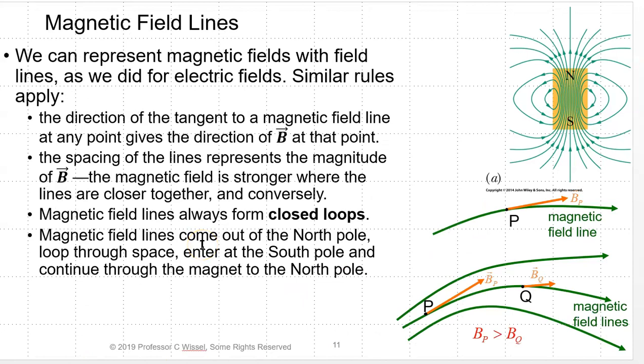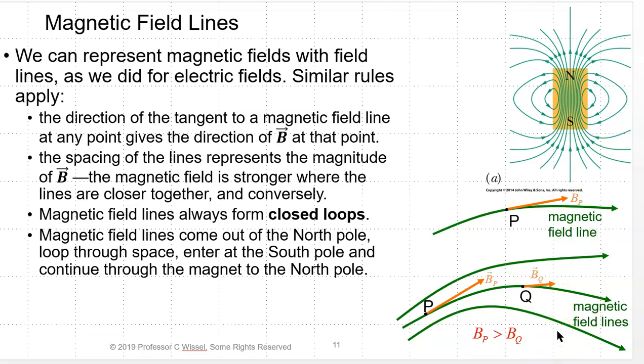We can represent magnetic fields with field lines, just as we did for electric fields, and similar rules apply. The direction of the tangent to a magnetic field line at any point gives the direction of the magnetic field at that point. So here's a tangent, here's the magnetic field line. This is the direction of the magnetic field at point P. For this one, at Q, it's here. The spacing of the lines represents the magnitude of B. The magnetic field is stronger when the lines are closer together, like at point P, and they're weaker here at point Q, where they're further apart.